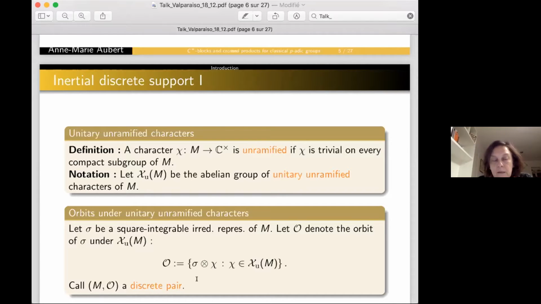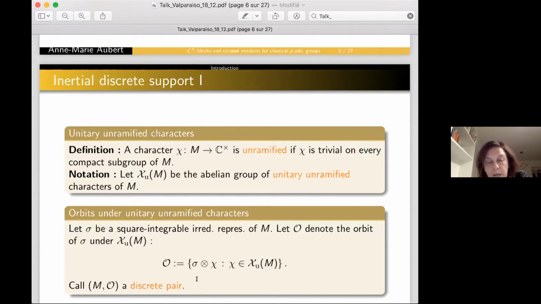There is nevertheless a difference. In the case of p-adic groups, this abelian group X_U(M) is compact, which is not the case for real groups. And again, as for the Bernstein center, we will look at the orbit by unramified unitary characters of a square integrable representation. So this will come all along the talk.